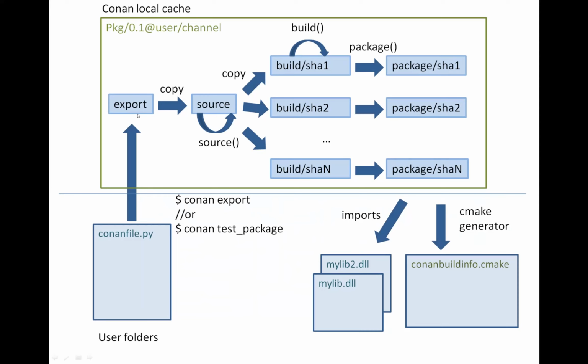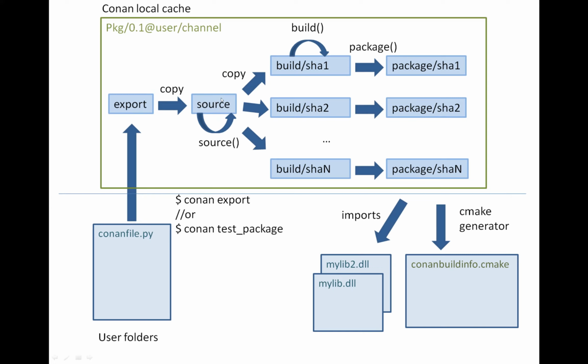Then there are two possibilities here. If the precompiled binaries are in a remote, then all the mid part here, the source and build, is not necessary, and we will get just the final packages from the remote. But in this case, we are explaining how it is built from sources, like when we are executing Conan test package, it is locally building from sources. So the first step will take the export folder and copy everything to a source folder, for the package reference we are using, package 0.1 user channel.